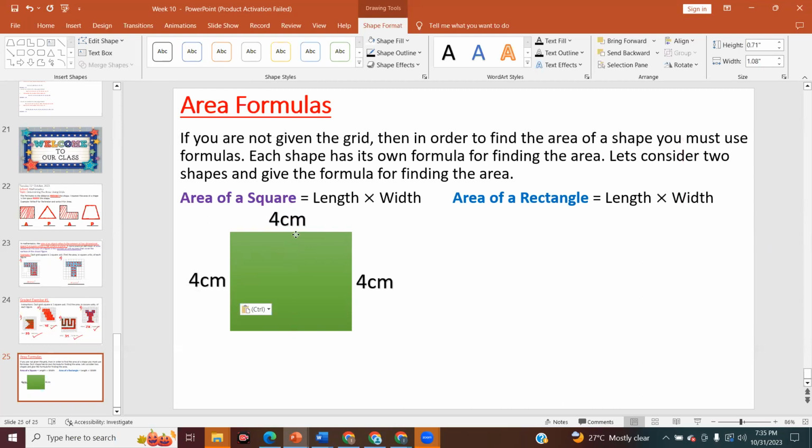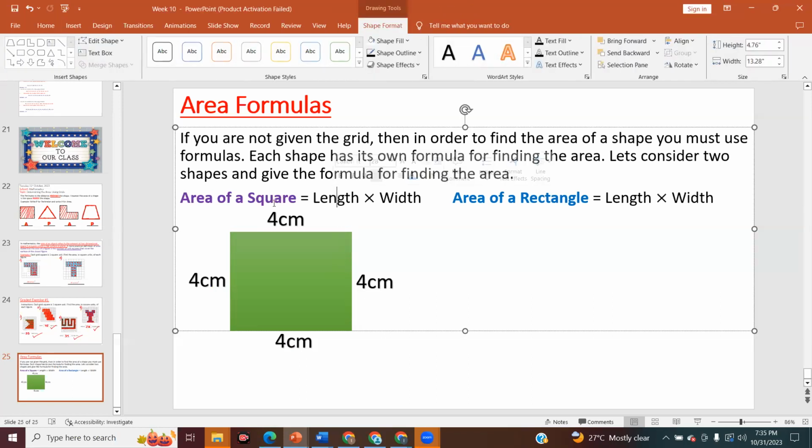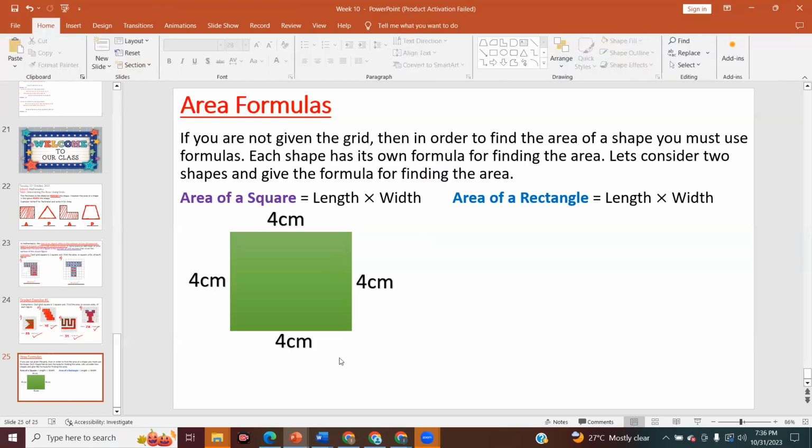4 centimeters. What do you expect the other side to be? 4 centimeters. So if it's a square, all sides are equal. Now, how do we find the area of a square? We multiply the length times the width.